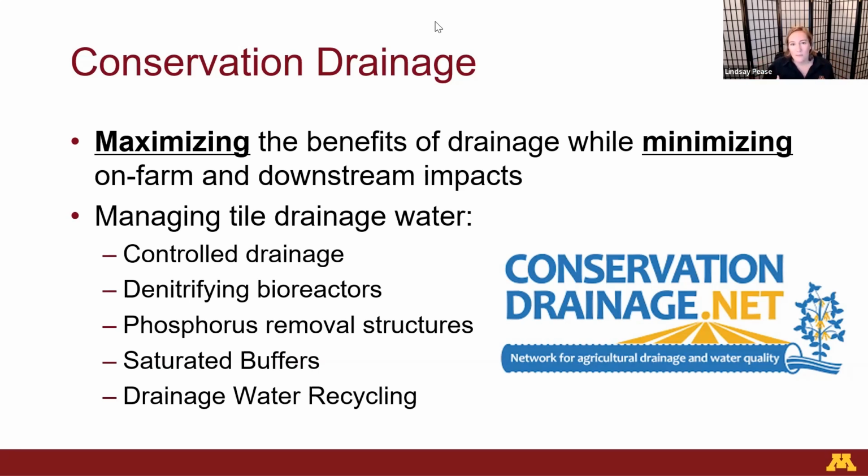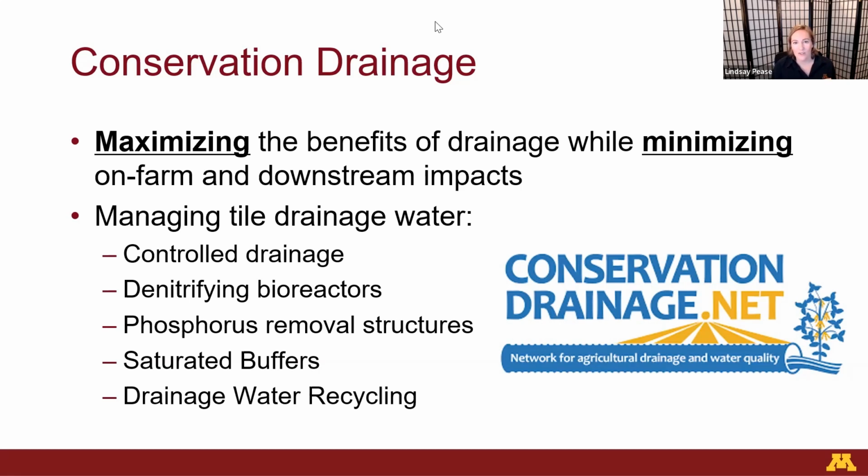And the principle behind conservation drainage is really maximizing the benefits of drainage while minimizing our on-farm and downstream impacts. So kind of like meeting all of the goals. Some of the ways we can manage tile drainage water are with controlled drainage, denitrifying bioreactors, phosphorus removal structures, saturated buffers, and with drainage water recycling. Because of time, I'm only going to talk about the first three in a little bit more detail, but just to give you a sense of what these all are.